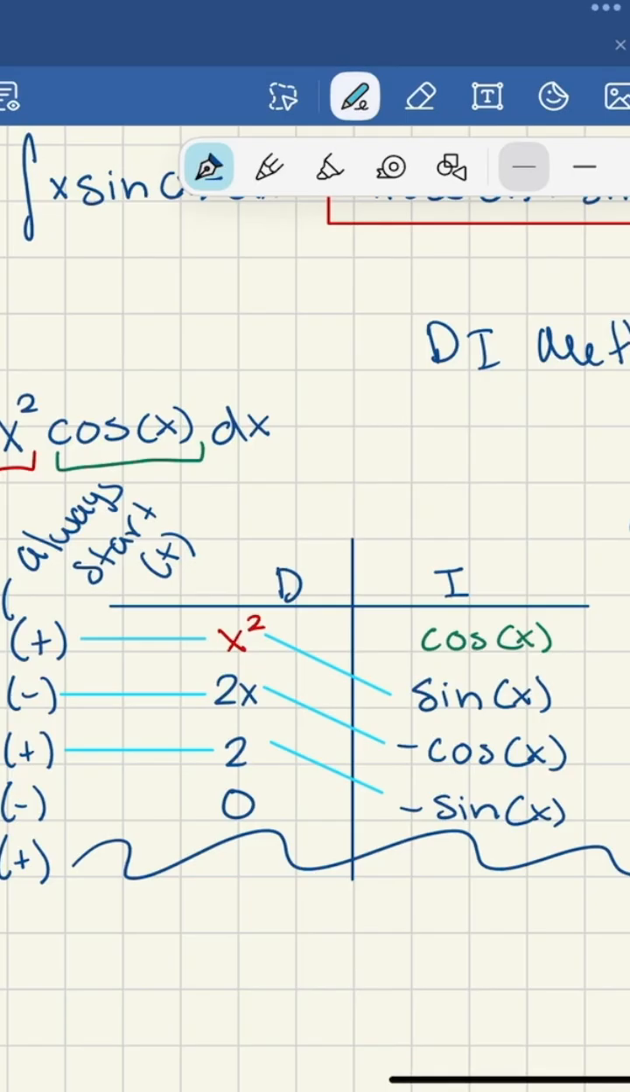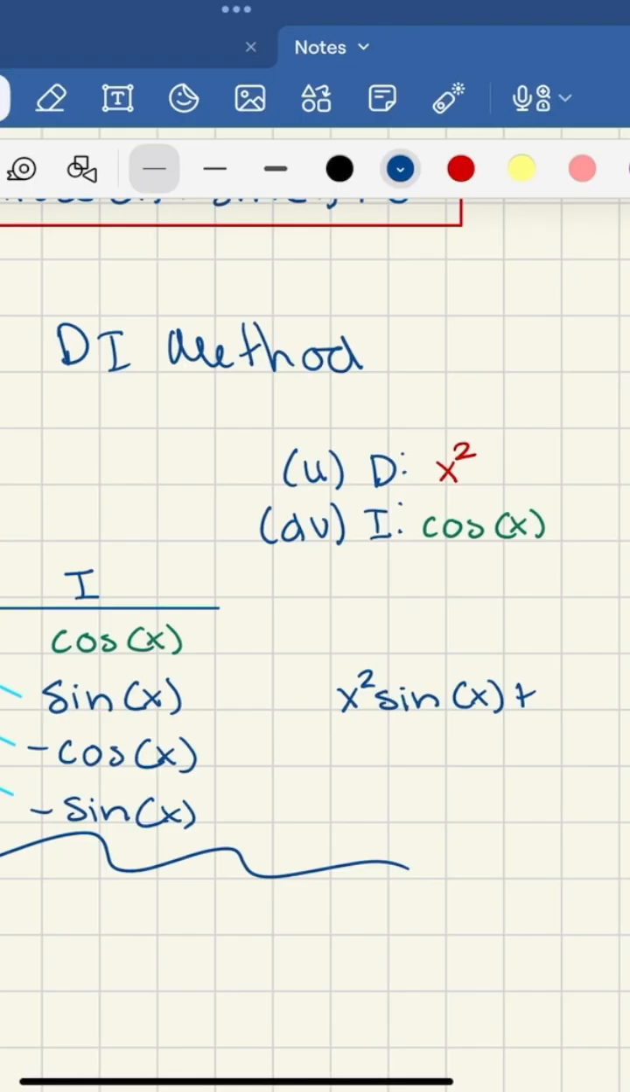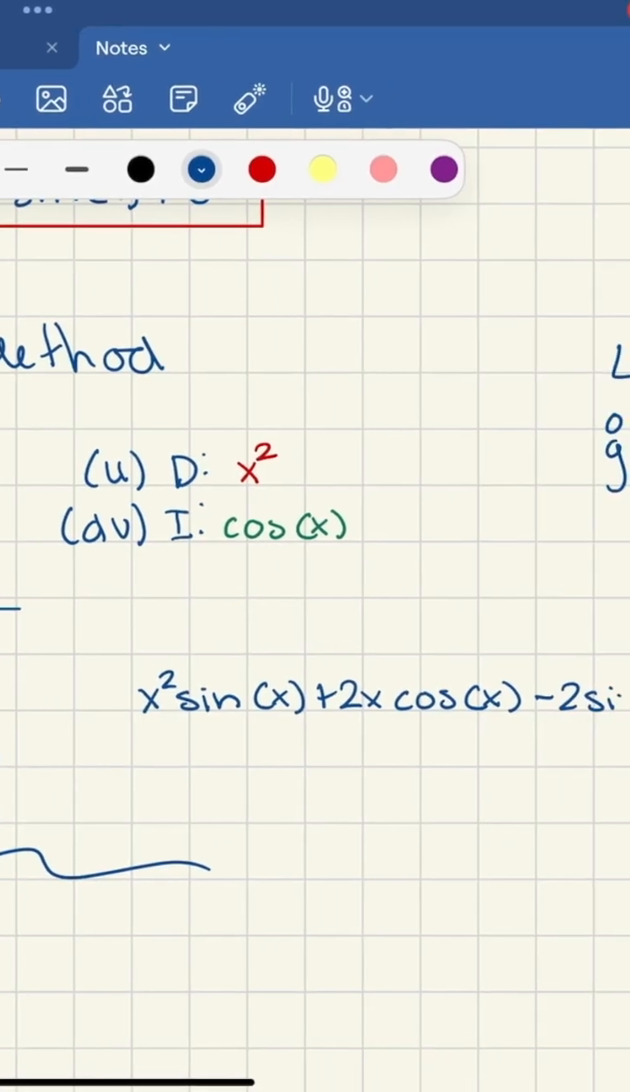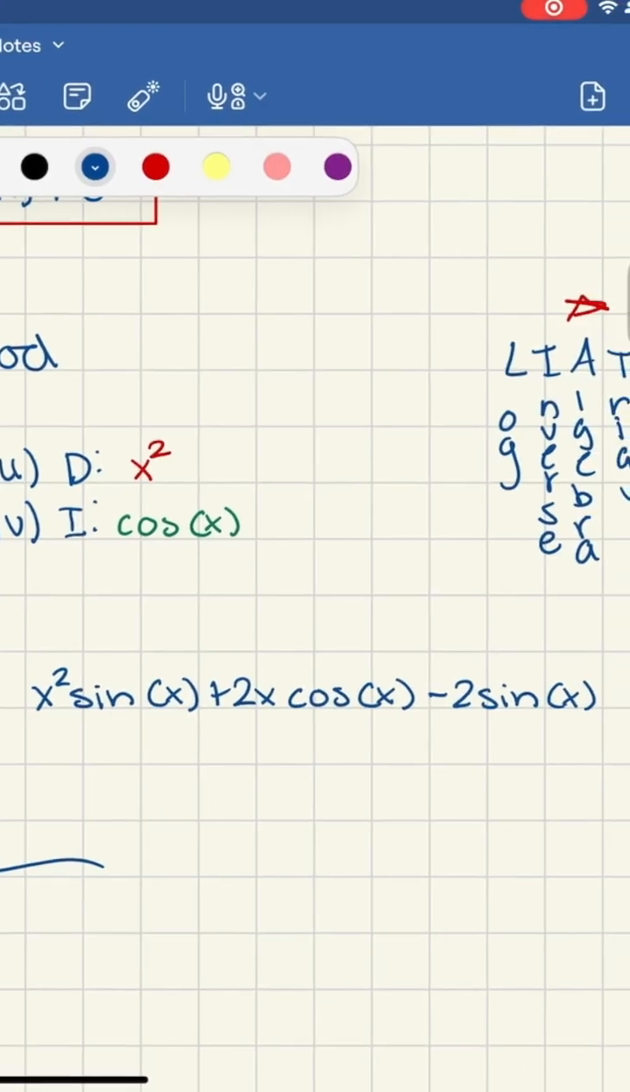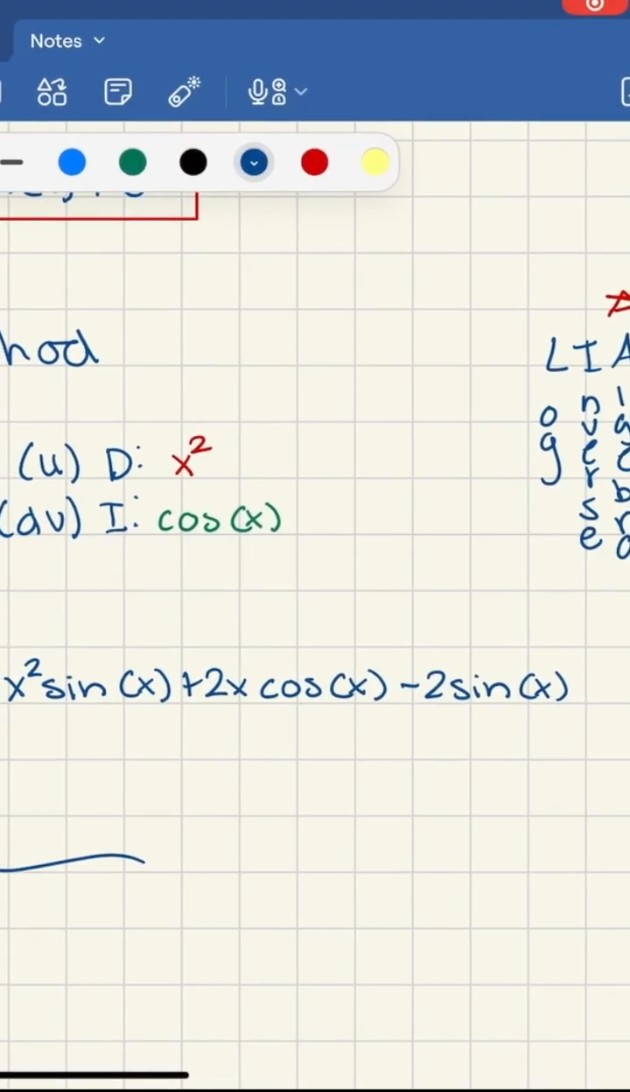So when you combine all the terms together, you have to take into account the sign that is on the side. So we have a positive x squared and a positive sine x. We have a negative 2x and a negative cosine x. That's going to turn into positive. And we have a positive 2 and a negative sine x. So that's going to be negative 2 sine x. And we can't forget that plus c at the end. And that's your final answer.